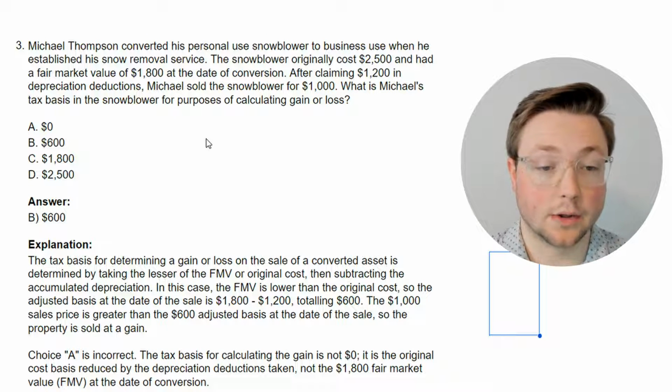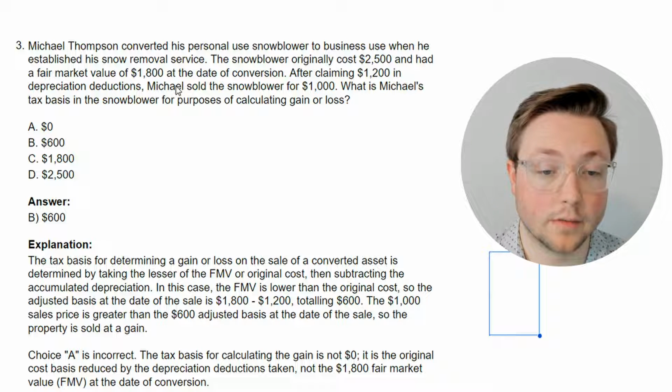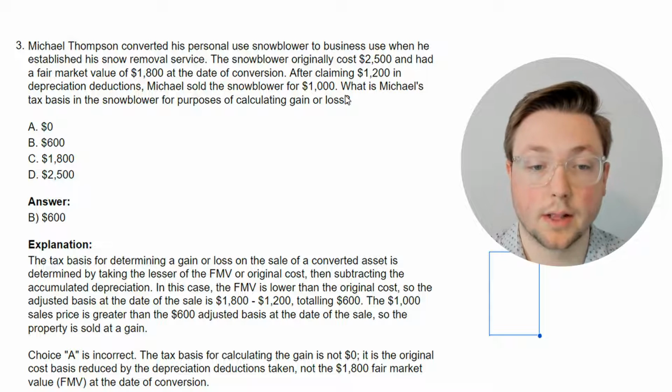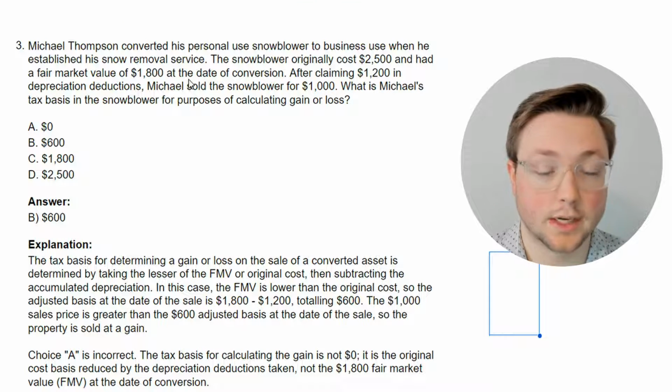So far, we've learned how to calculate the tax basis at the date of the conversion, and now that we know what the date of the conversion is, we've also learned how to calculate what the tax basis was on the date of a sale of a converted asset. So, learning some good stuff here. Let's go on to the next question.